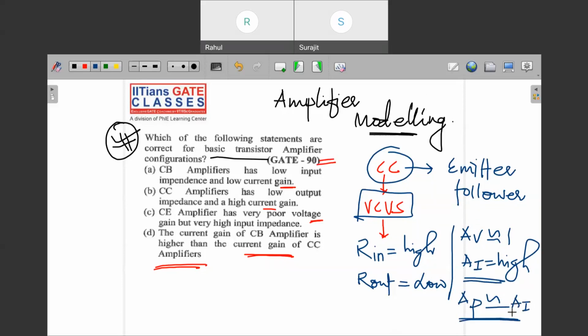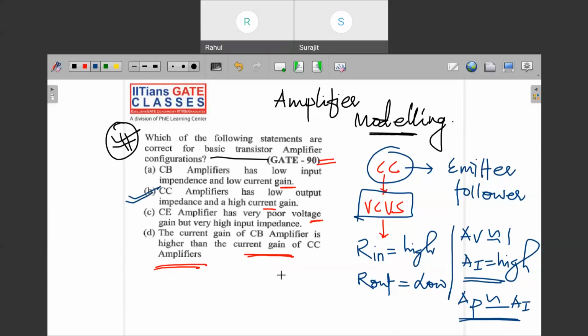So from this discussion you can eliminate options. What they have told here is that a common collector amplifier has low output impedance. Yes, it is correct. And high current gain. So this option B is correct here.